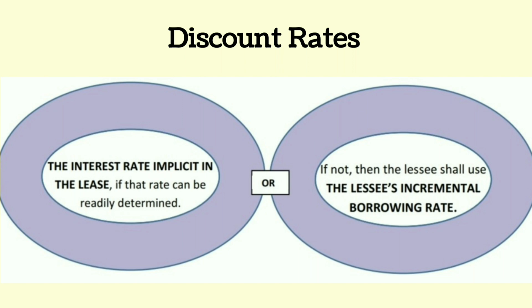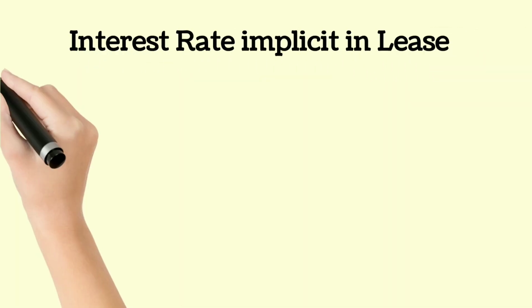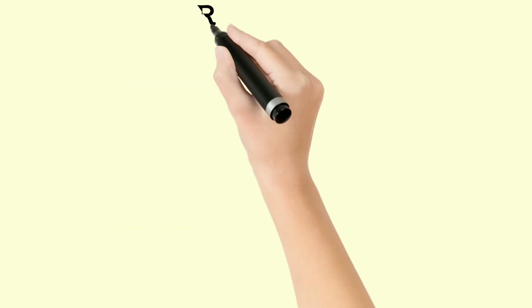We can use the interest rate implicit in the lease if it is available, or we can use the lessee's incremental borrowing rate. The interest rate implicit in the lease is nothing but the lessor's IRR, and it is the rate which causes the PV of inflow to the lessor to be equal to the outflow to the lessor, and it needs to be calculated. Otherwise, we can use the lessee's incremental borrowing rate.